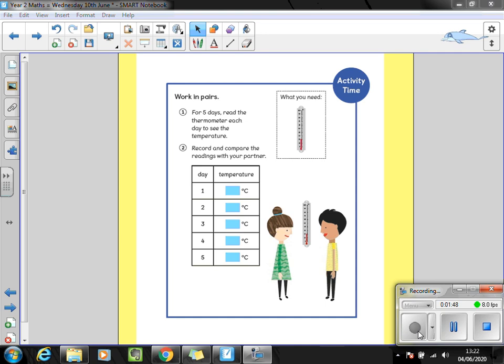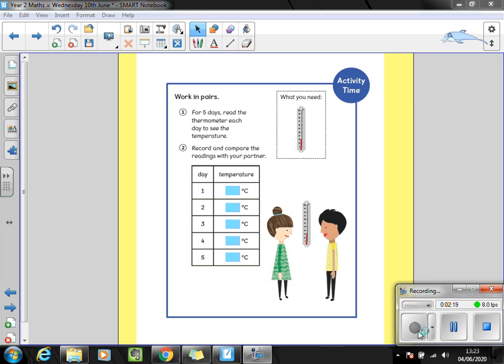Now, this activity is something you might want to do from today for the next few days if you have the resources. And all you need is a thermometer. The thermometer you need would be better if it is one with mercury in. These ones are usually used in the garden or if you've got a conservatory or a greenhouse. For the next 5 days, I want you to read the thermometer each day to see what the temperature is, and just make a recording of it somewhere in your book to see how the temperature varies from day to day.